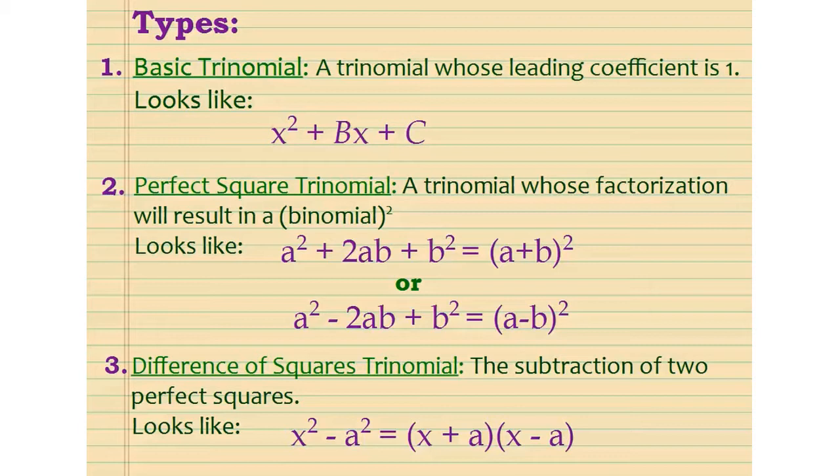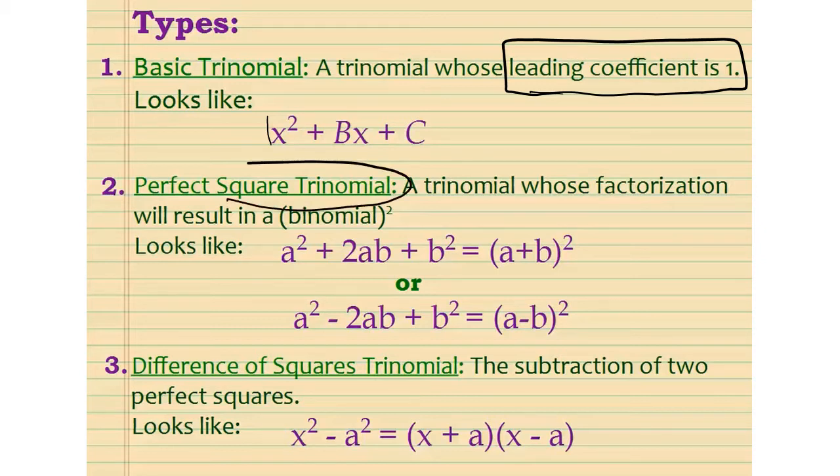There are several types of trinomials. This is the normal type, the basic type. There's a 1 in front of x squared. You have x squared plus bx plus c. This is the one we're going to be focusing on today, when the leading coefficient is 1. Now, if you learn the tricks, you can do this even faster. But it will take a little time to learn the tricks.